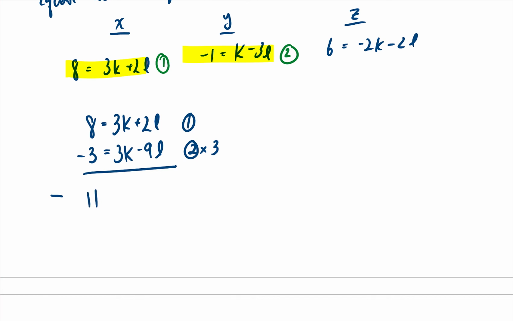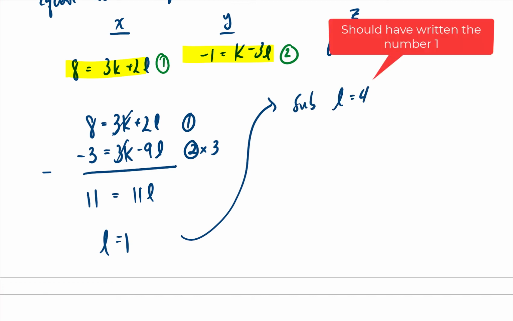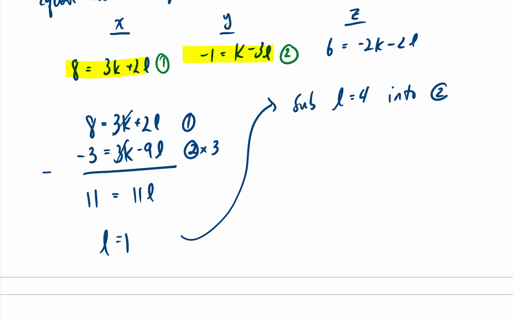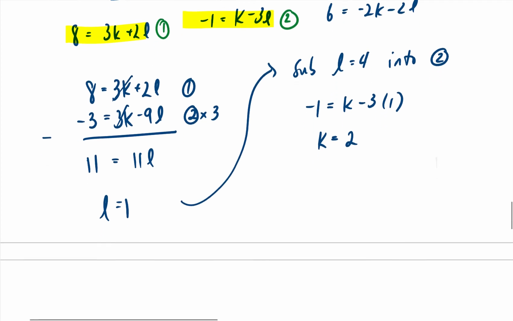So this is going to give me 11. Notice the k's now disappear. And this is going to give me 11l. So what I have is that L is equal to 1. All right, next step. I'm going to sub L equals 1 into equation 1 or 2. So let's say I pick equation number 2. I get that negative 1 is equal to k minus 3 times 1. And if I solve for k, I get that k is equal to 2. So now what I've shown is that k is equal to 2, L is equal to 1.